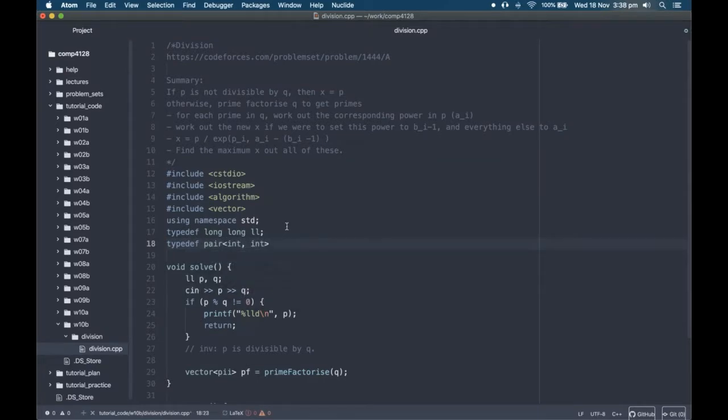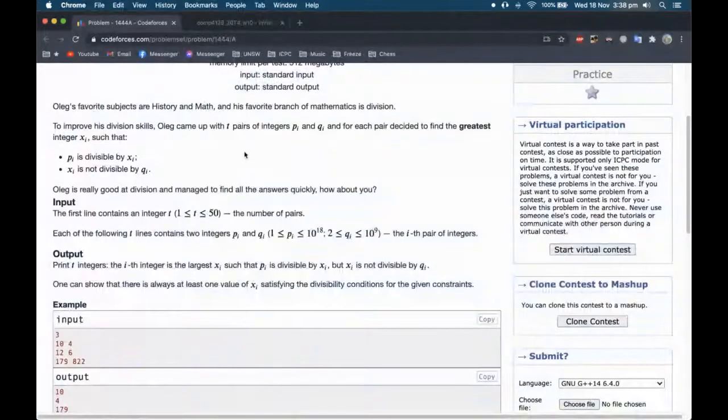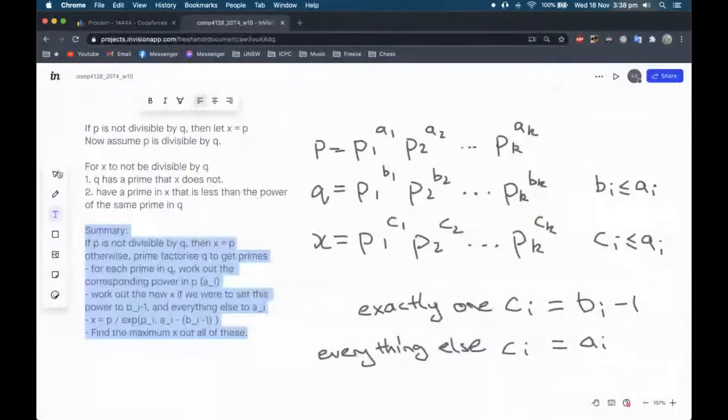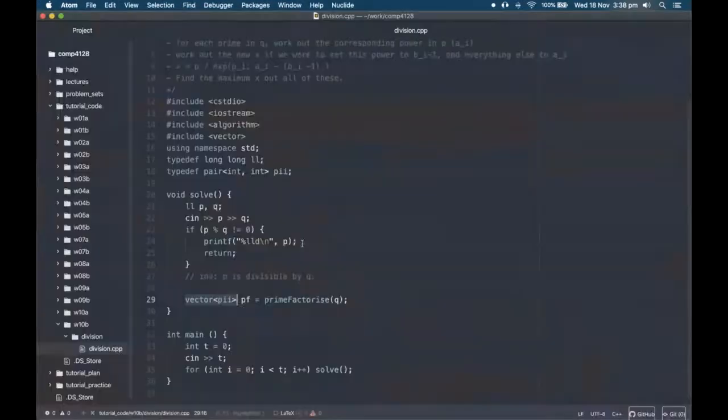We need to get a vector of pairs, and I need to declare pair int int equals pii. That's so my shorthand works. So basically, we're going to write this function now, and it's going to return a vector of pairs. Each pair will be a prime and its power. The first element of the pair will be pi, and the second element of the pair will be its power, ai. So this is going to return this pair here.